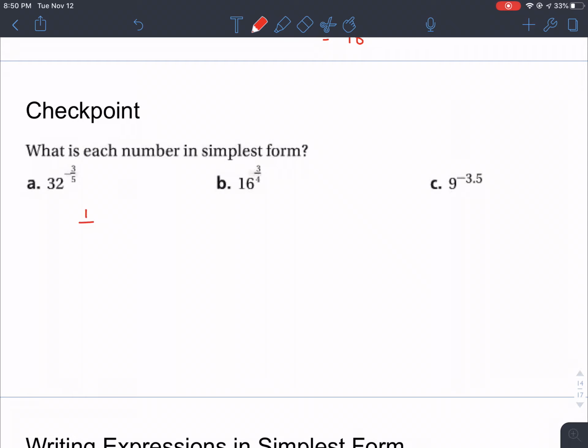Answers are 1 over 8, 8, and the difficult one, 1 over 2,187.